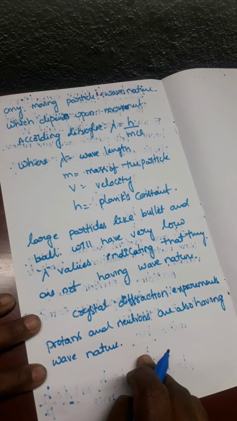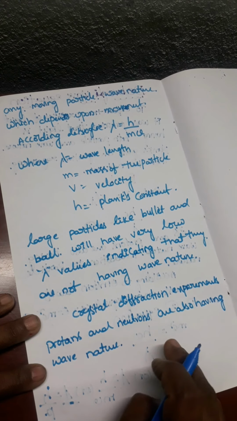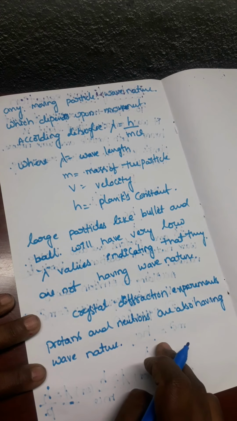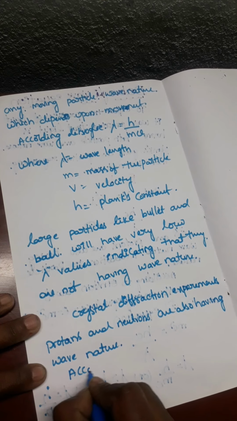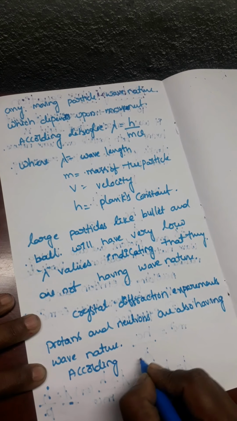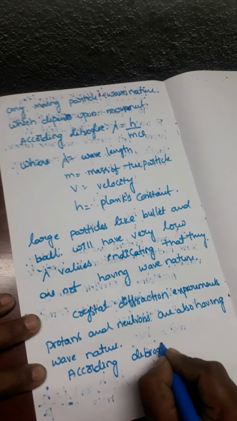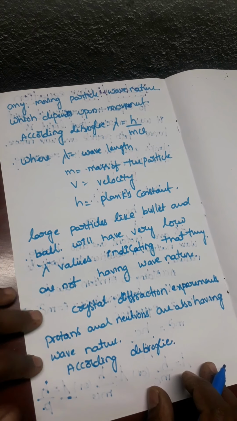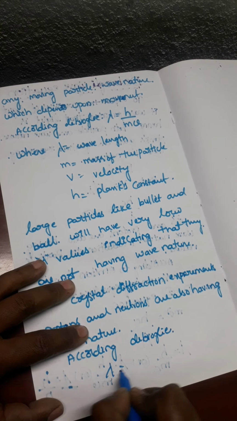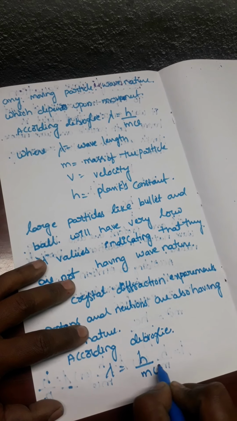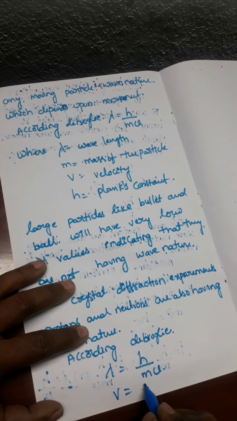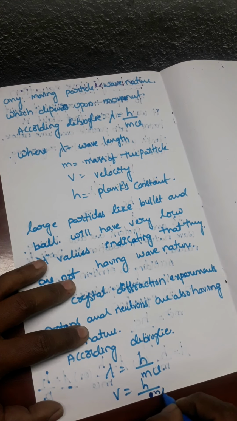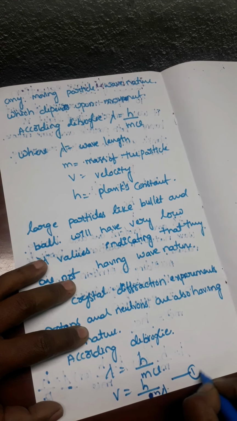The electron in an atom is present as a stationary wave, that is, the waves are formed continuously. According to de Broglie, lambda is equal to h by mv, so v is equal to h by m lambda. This is equation number 1.